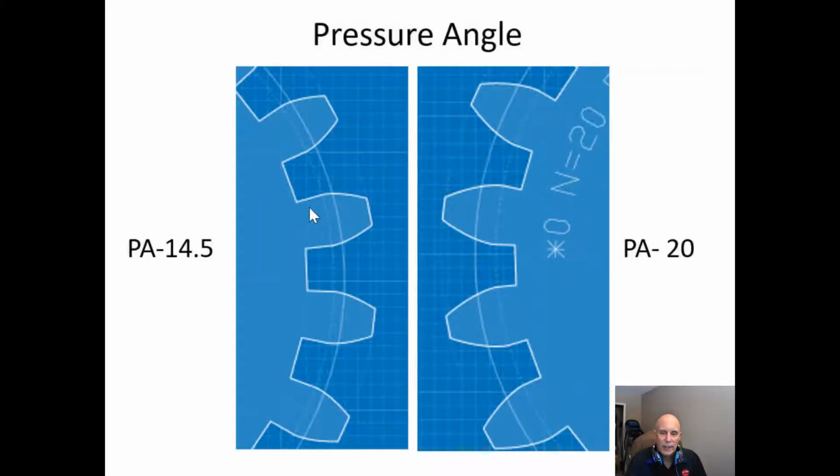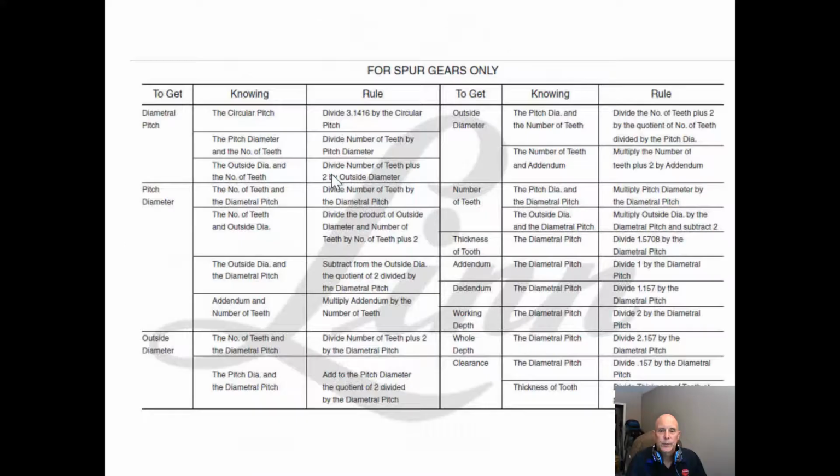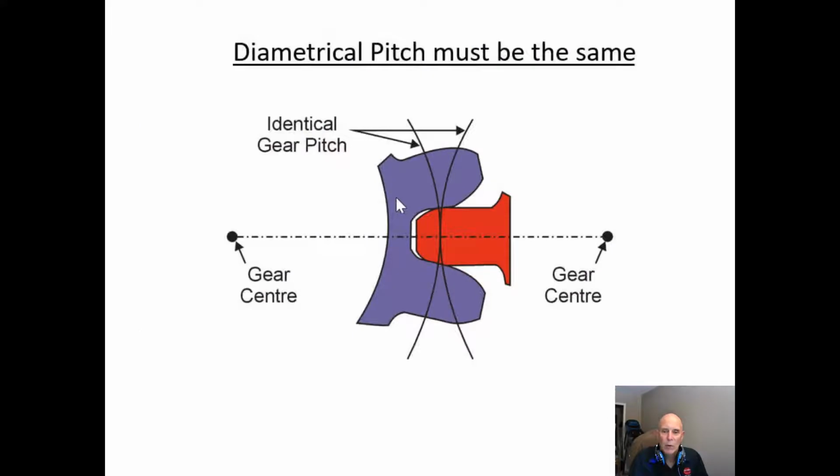Okay, pressure angle. Again, I don't know if you can see that the curve on these and the curve on these are a little different. You see how wide this is compared to this. Now, for spur gears only, and again, if you want to figure out any one of these, they do have charts. And like I say, for you guys, it's really not that important that you understand how gears are made, but how we figure them out.